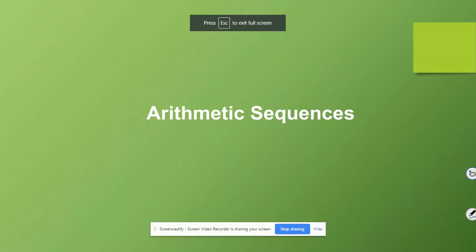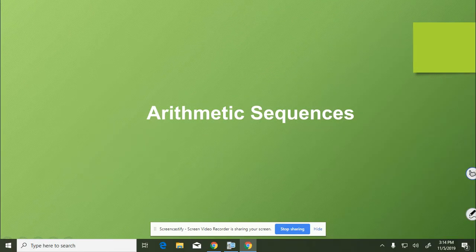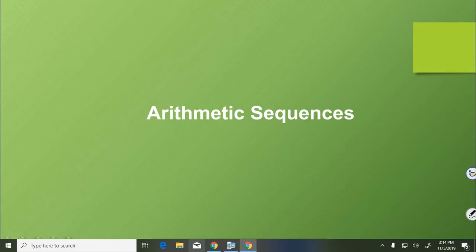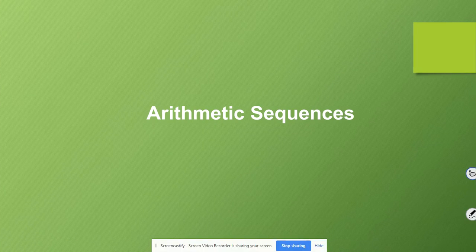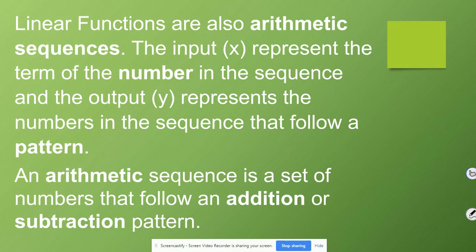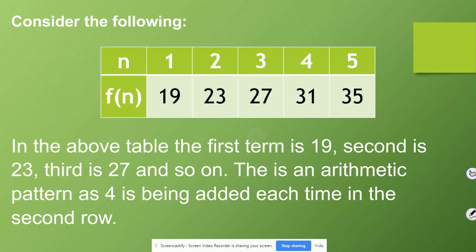And today we're going to be looking at what is called arithmetic sequences. Sounds fancy and a little bit tricky, but I think you guys will get it. So linear functions are also arithmetic sequences. The input x represents the term of the number in the sequence, and the output y represents the number in the sequence that follows a pattern. An arithmetic sequence is a set of numbers that follow an addition or subtraction pattern.